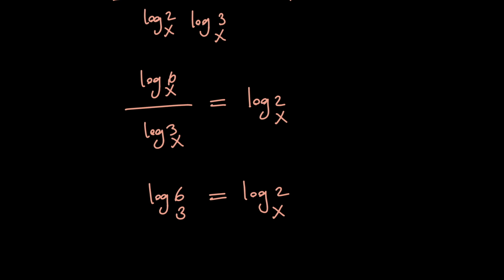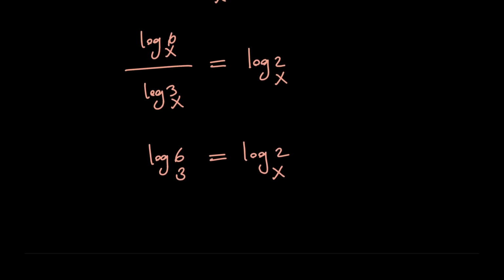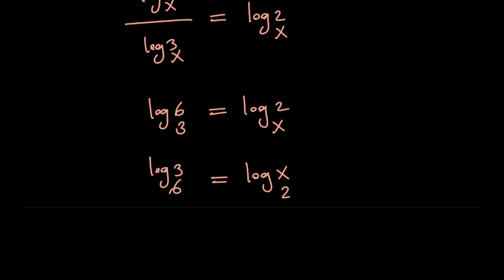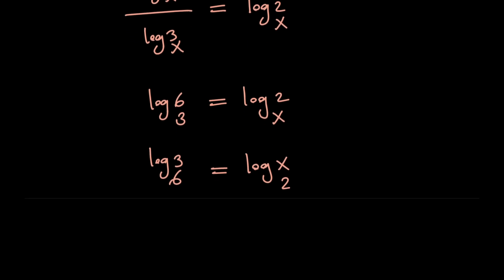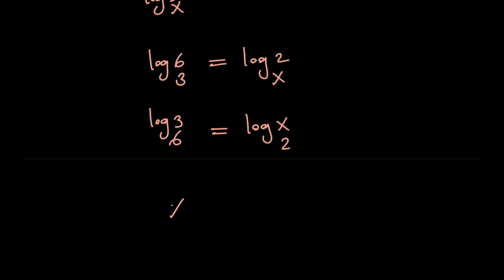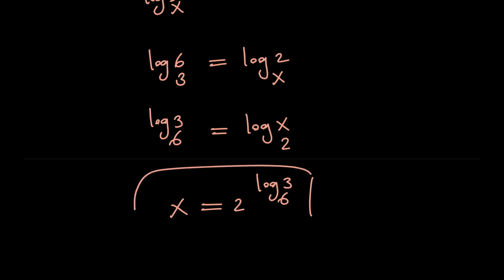Next, let's go ahead and flip both sides. So we can write this as log of 3 with base 6 equals log of x with base 2. And then by using the definition of logarithm, we can say that x equals 2 to the power of log 3 with base 6. Cool. So we solved for x in the second method, and we are done with this video.